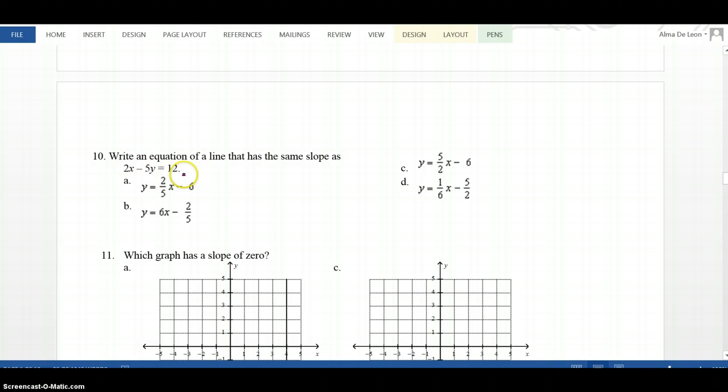Number 9, write an equation of y that has the same slope as 2x minus 5y equals 12. So if I want to find the equation that has the same slope as that equation, I first need to figure out what is the slope of that equation. To find the slope, I need to start by writing the equation in terms of y. So I need to solve that equation for y.